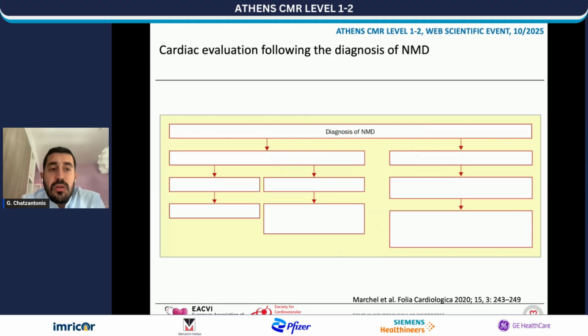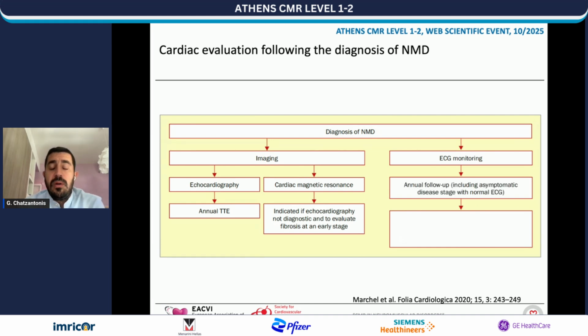So, the diagnosis of NMD and how should we evaluate this patient? When we have the diagnosis of NMD and we look for cardiac involvement, we have the imaging with echocardiography that should be performed annually, and of course CMR, not annually if it's not a disease that typically affects the heart, but if echocardiography is not diagnostic, and in order to evaluate a known fibrosis at an early stage, CMR is in the center. ECG monitoring, of course, is important.